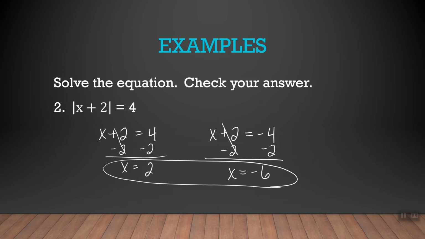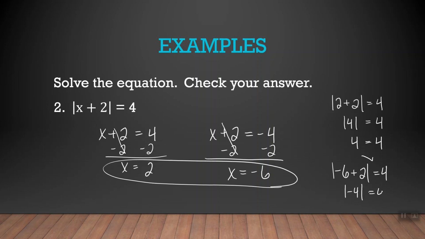If I check these, if I plug this back into the original equation, the absolute value of 2 plus 2, does that equal 4? Well, the absolute value of 2 plus 2 would be the absolute value of 4, and the absolute value of 4 is 4, so it does check there. In the second situation, we have the absolute value of negative 6 plus 2, does that equal 4? Negative 6 plus 2 is negative 4, so we have the absolute value of negative 4. Does that equal 4? And yes, the absolute value of negative 4 is 4, and 4 equals 4.